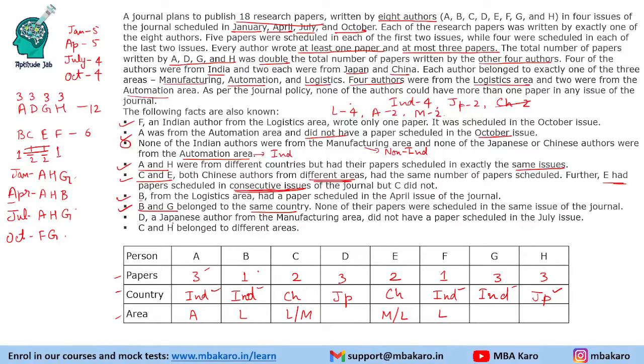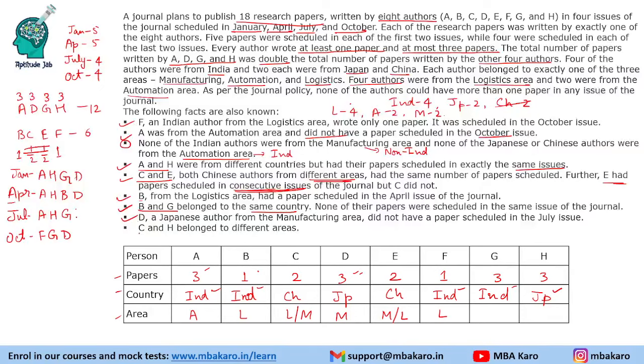D, a Japanese author from the manufacturing area. So D is from manufacturing area. Did not have a paper scheduled in the July issue. So D has written 3 papers, cannot be in July. So D will have in January, April and October. Okay, so D is also done.